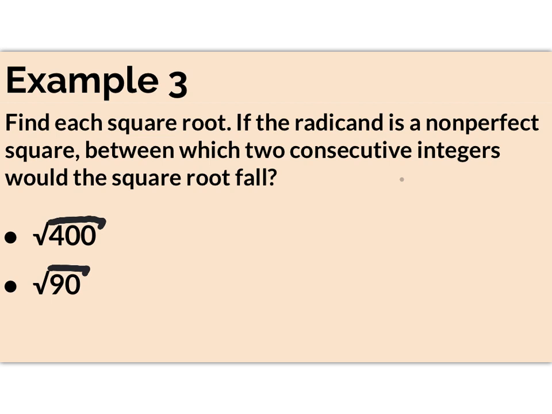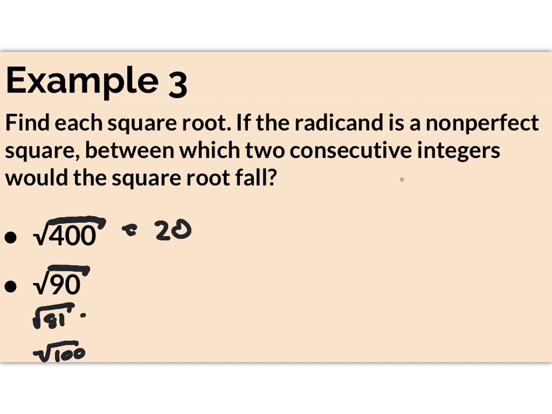Find two consecutive integers between which the square root would fall. Well, the square root of 400 is easy. That is 20, so 400 is a perfect square from our multiplication and perfect square chart. 90 is going to be a little different. So 90 is in between the square root of 81 and the square root of 100.